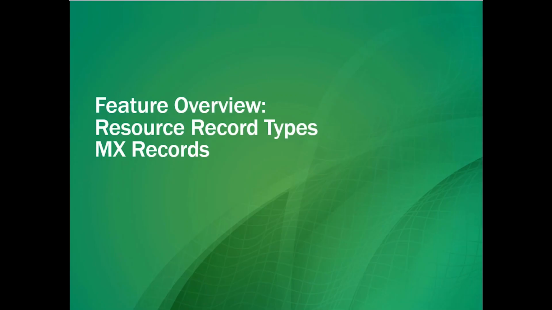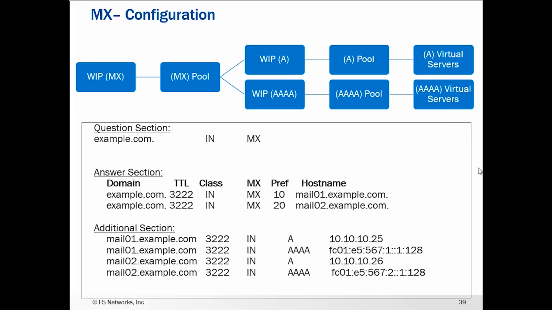So the final record we're going to look at is an MX record. So let's go ahead and look at that. An MX record simply points to A or quad A wide IPs. You're going to define the preference number in there and give it the two different host names. And then we can do A or quad A responses for each of those. So compared to a NAPTR record, the mail records are pretty simple to set up.